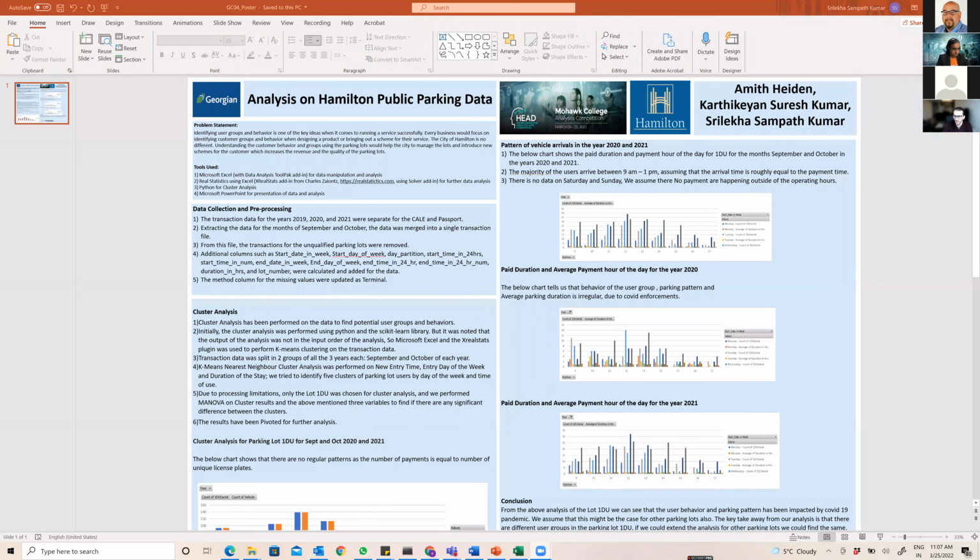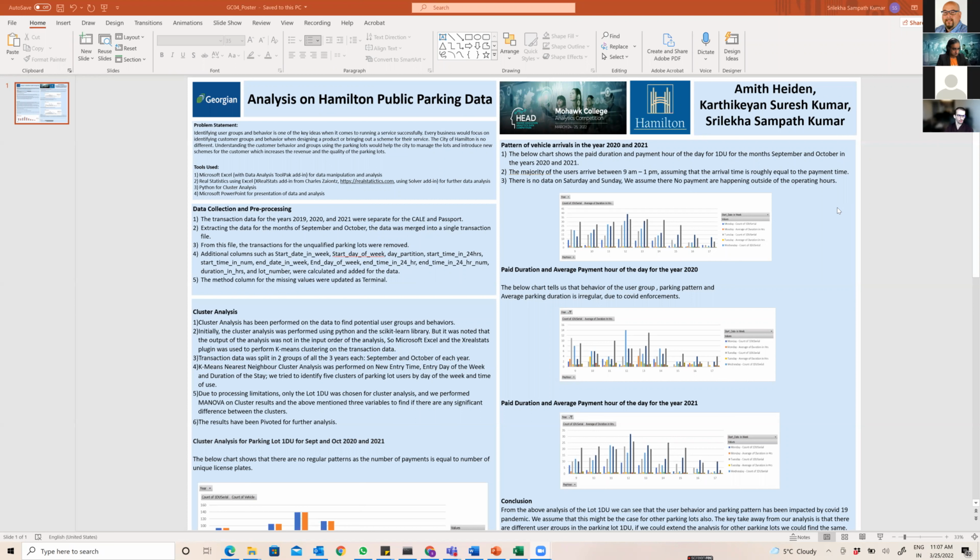Thank you. Hello, everyone. I'm Shileka Sampatmar from GC04 Georgian College, along with my team Amit Hayden and Karthikeyan Suresh Kumar. The problem statement is identifying user groups and behavior. The tools we used for the analysis are Python for cluster analysis, MS Excel's Data Analysis ToolPak and the RealStats add-in, and Microsoft Power BI for the poster creation.